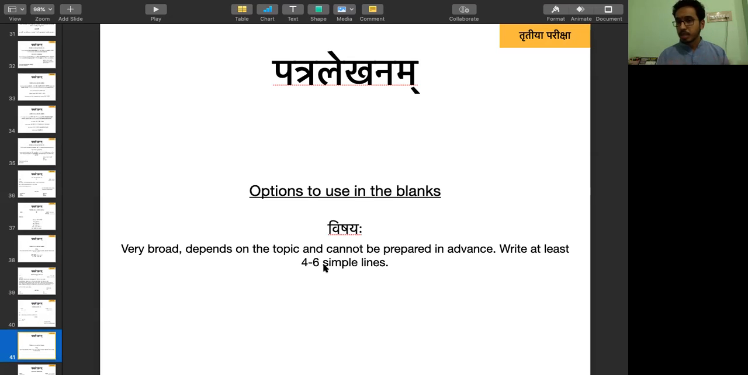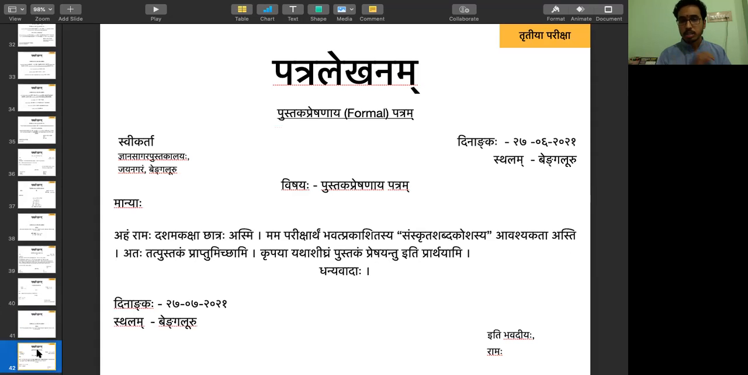Again, the vishaya. The only thing that is a problem here is vishaya, and that is what you cannot predict. A model thing is this. Pustaka preshanaya patram. So let us say there is some library, there is a book there, and you want that book. So you are requesting the librarian or the person who is in charge of the library to give you that book or help you get that book. Let us say the library does not have that book, but you want that, and you are writing a letter asking for that book. So that is what this is.